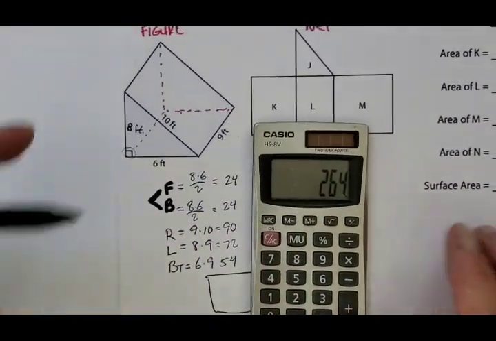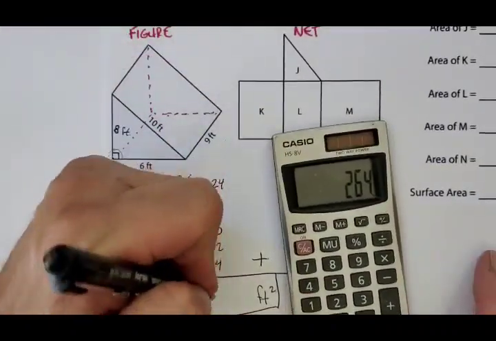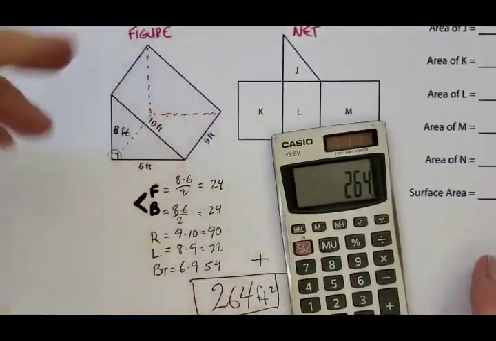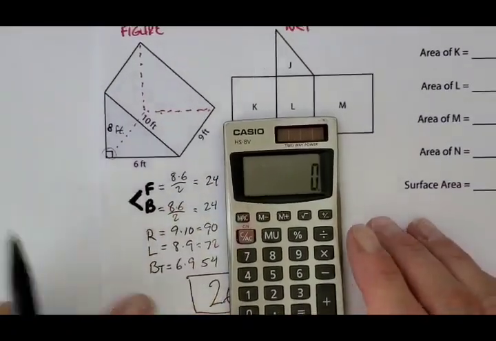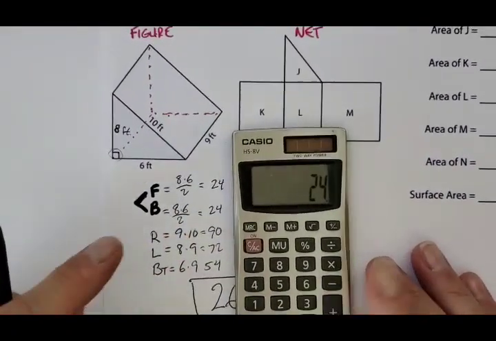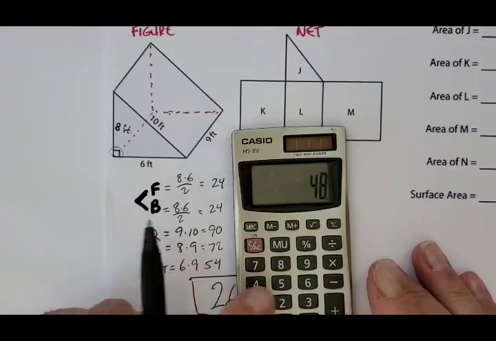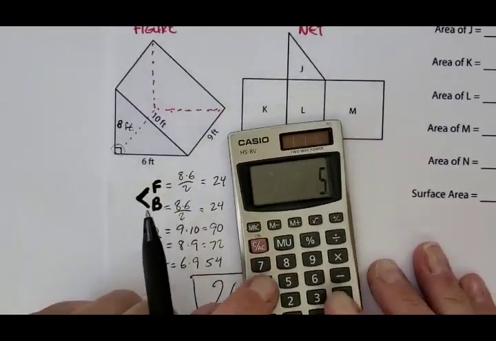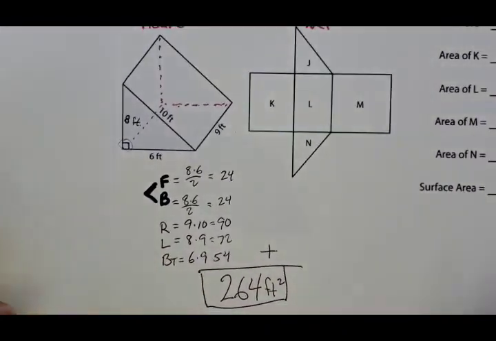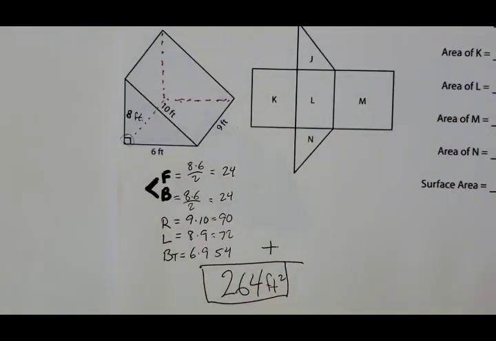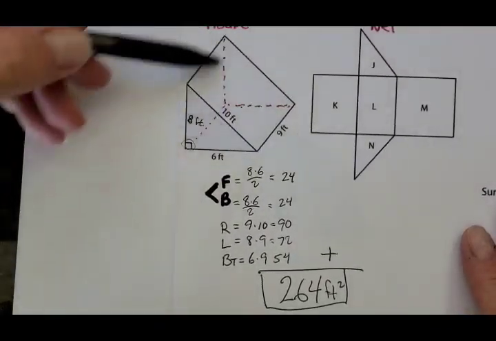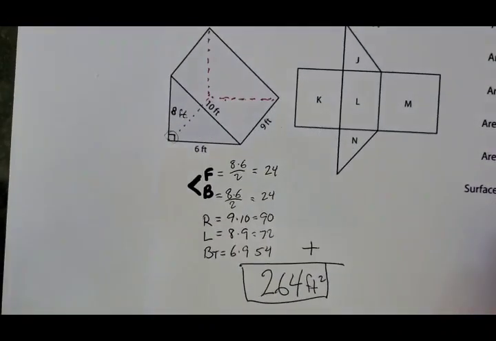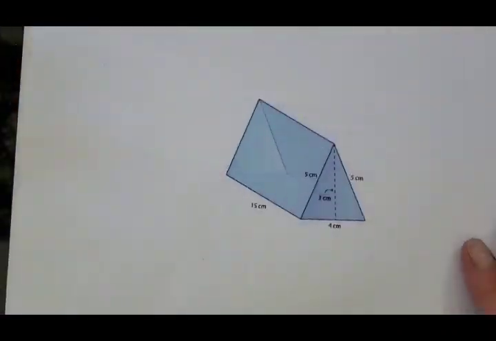I'm coming up with 264 square feet, but you know what? It doesn't hurt for you to add them twice, especially if you're doing an assignment where you need to be exact. Good. So I've double checked it. 264 square feet is the complete total surface area, the outside area of this figure. Okay, great. There we have it.